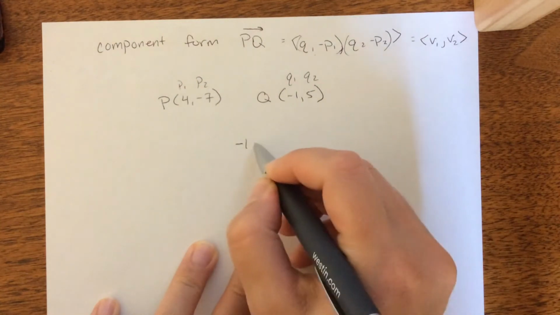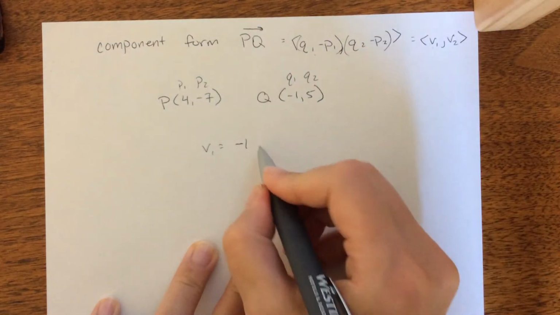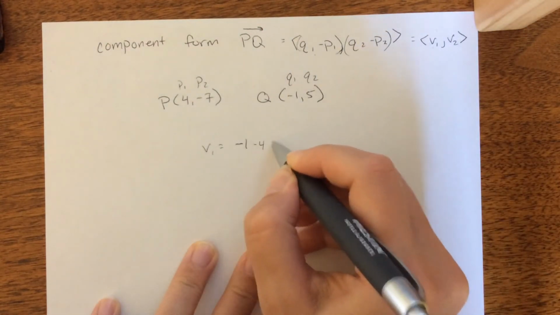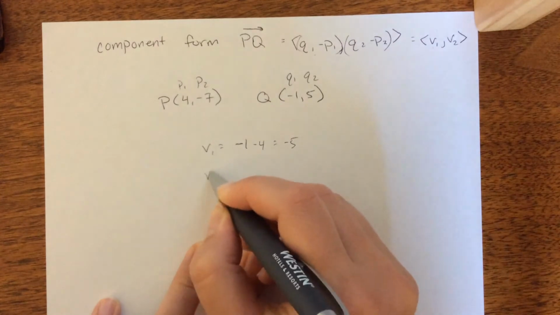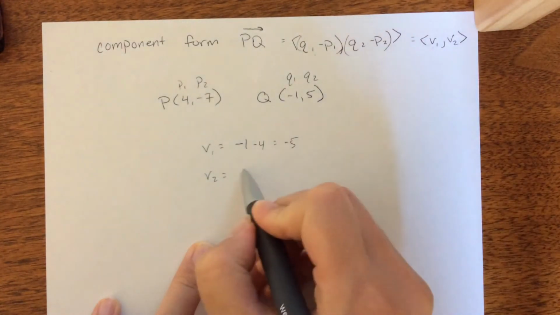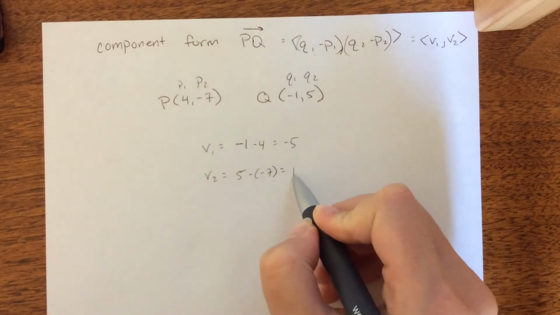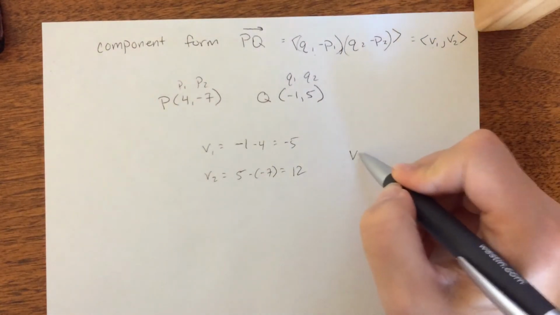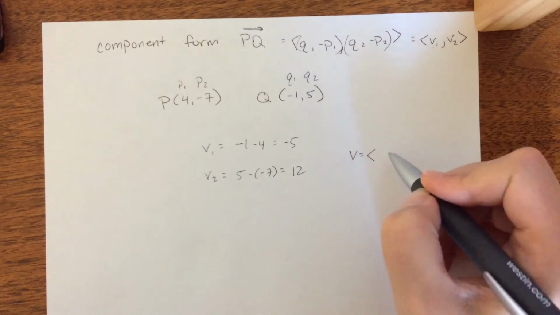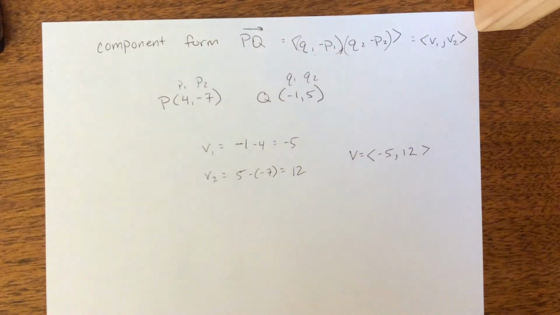-1. So this is V1. So this space right here will equal this. So -1 minus 4 equals -5. And then V2 would equal Q2, 5 minus -7, which is 12. So in component form, we would write it like this, -5, 12. So that's component form.